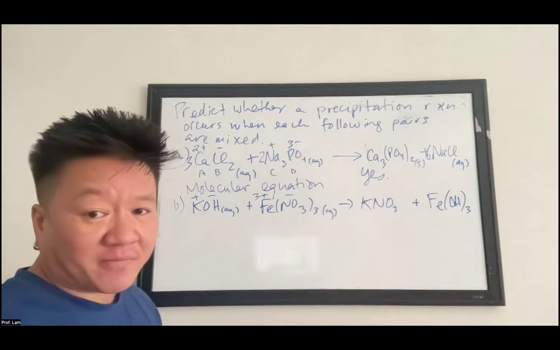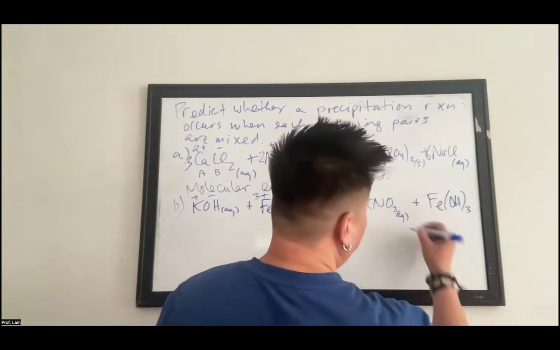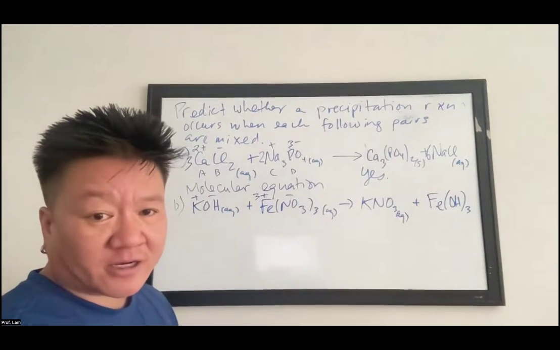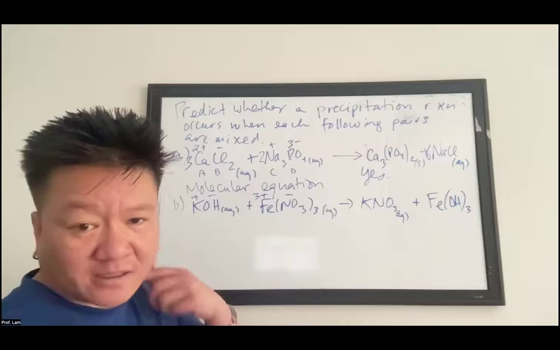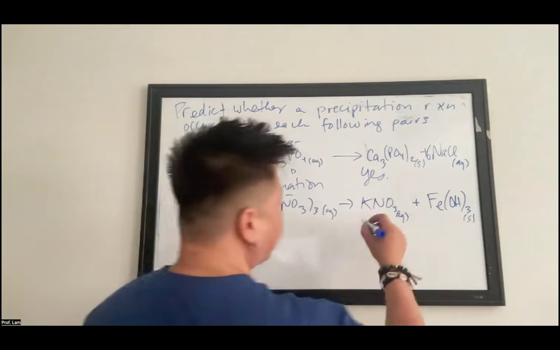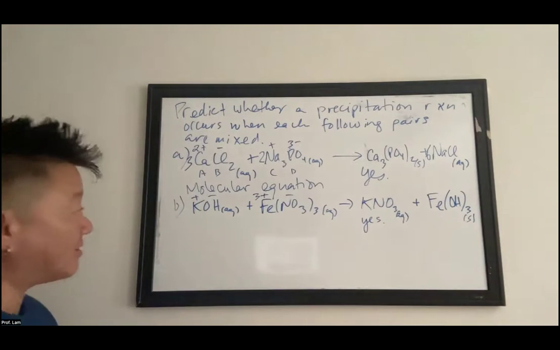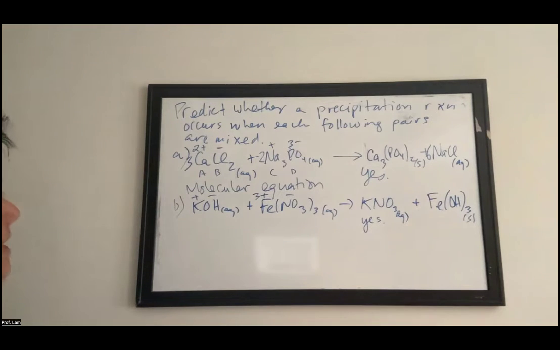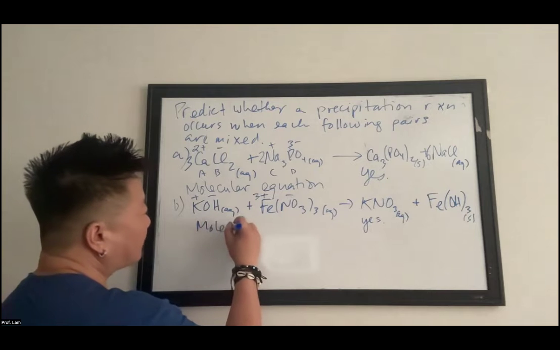And now we can look it up. Potassium nitrate, solubility chart. Oh, nitrate, it's always soluble, no exception. So you go aq. Then we go to iron hydroxide. Let's see. Hydroxides are generally insoluble, and iron is not part of the exception. It's a solid. So again here you're going to say yes, it is a precipitation reaction. And we call this, again, the molecular equation.